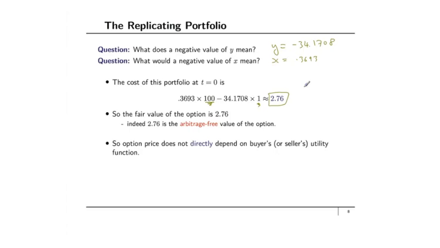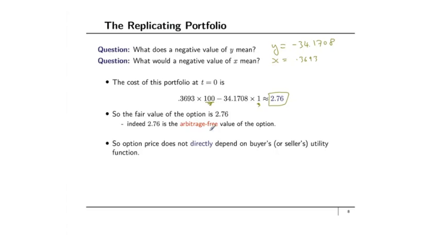So I borrow $34.1708 and I purchase 0.3693 units of the shares, and that comes to a total of 2.76. So that, I argue, is the arbitrage free value of the option. Now let's pause for a second here and think about this. I'm claiming 2.76 is the fair value of the option in this model. In fact, I'm saying it's the arbitrage free value of the option in this model.